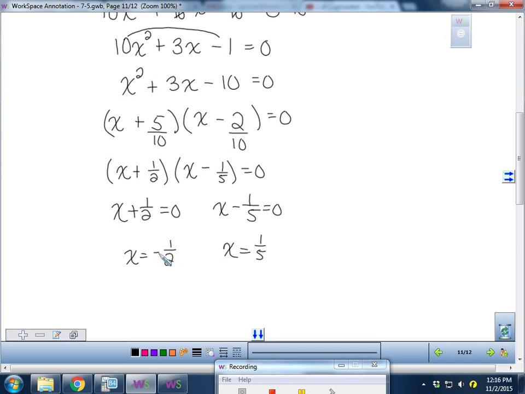And we talked about this. We cannot plug in negative numbers for logs. So therefore, this answer is extraneous, and the only one that we count is x equals 1/5.